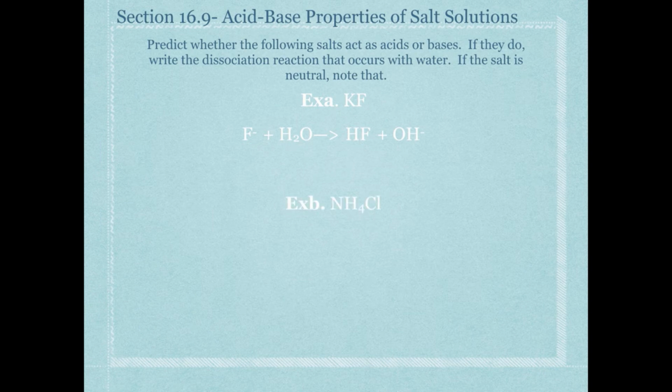NH4Cl. So remember, NH4 came from a base, Cl came from an acid. If NH4 came from a weak base, it will be acidic. If Cl came from a weak acid, it will be basic. So what did NH4 come from? NH4 came from NH4OH. NH4OH is a weak base, which means this is going to be a weak acid because remember, acids come first. Cl, what did Cl come from? Well, since it's Cl minus, it must have come from an acid because it would be HCl where it came from. HCl is a strong acid, which means Cl minus is neutral.